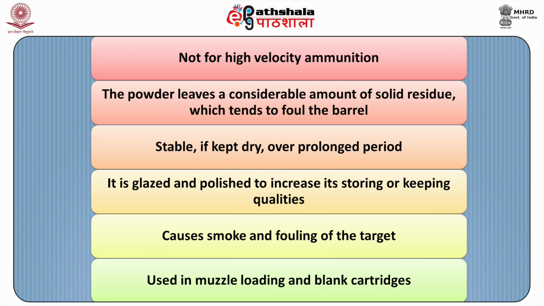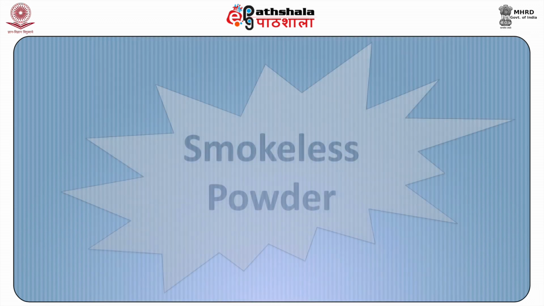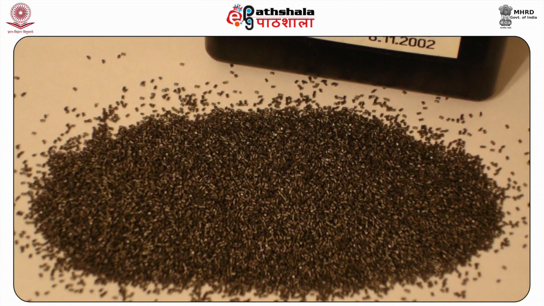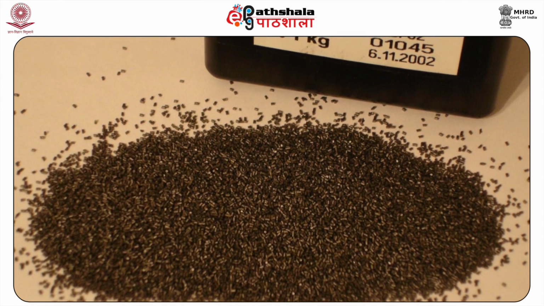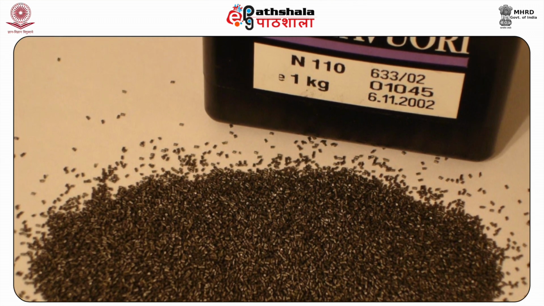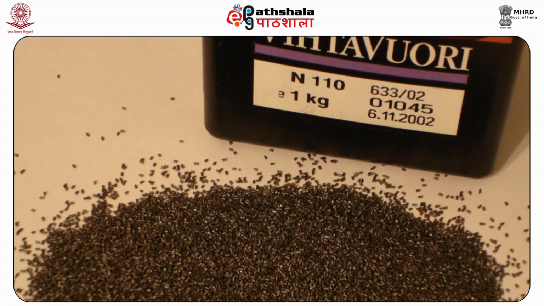Gunpowder causes much smoke and fouling of the barrel. It is mostly used in muzzle loading and blank cartridges. The powder is available in different grain sizes, from mesh limit 6 to 10 and 46 to 60, designated as FG and 4FG respectively. Next, we will learn in detail about smokeless powder. The modern high velocity era started with the use of smokeless powders. The basic constituents of smokeless powder are nitroglycerin and nitrocellulose, also known as gun cotton.